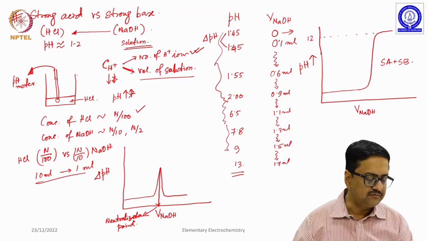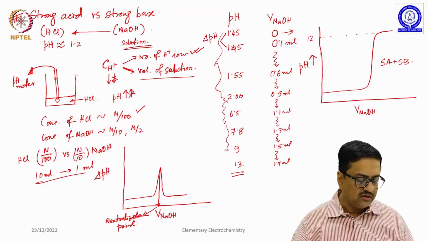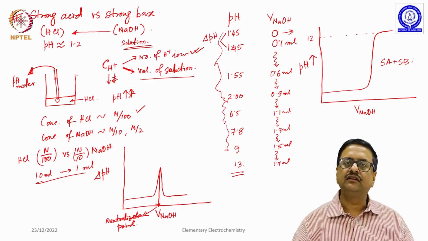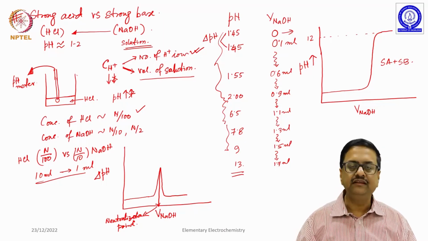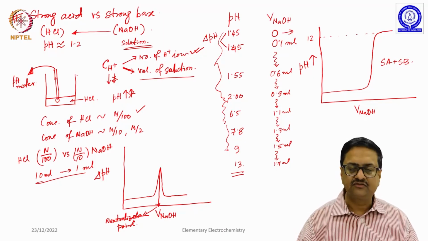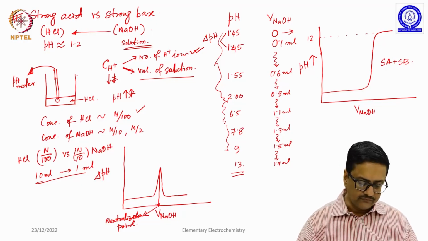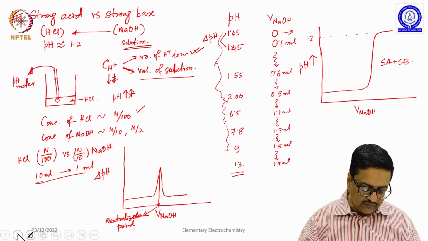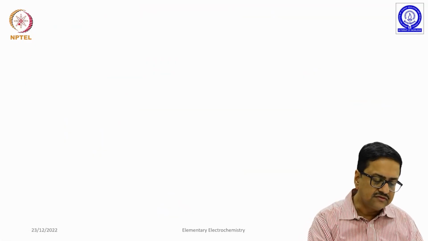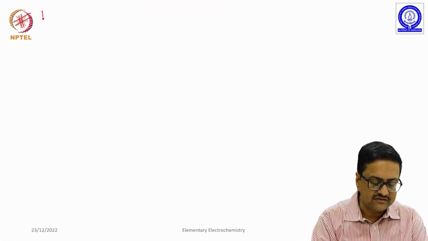So, using this method, one can easily determine the concentration of an unknown solution of HCl using a strong base NaOH without using any indicator. What will happen if you use a weak acid with a strong base?